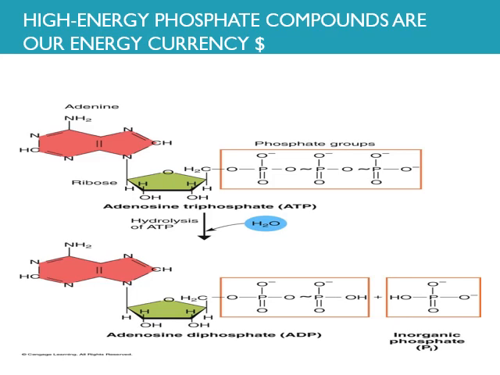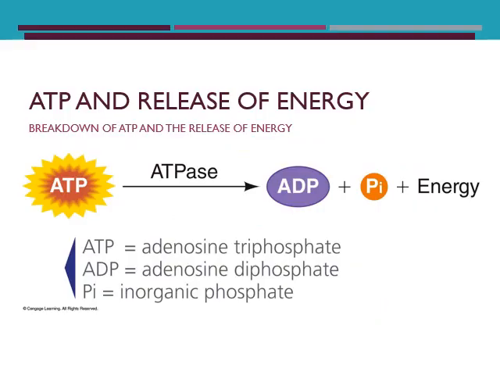Adenosine diphosphate, also known as ADP, is a chemical compound that is formed by the breakdown of ATP to release energy, achieved by the hydrolysis of ATP, in which H2O is added to adenosine triphosphate to break some of its bonds. The breakdown of ATP into ADP does require an enzyme called ATPase. In addition to ADP, an inorganic phosphate is produced from the breakdown of ATP, and energy is released from the bonds broken in ATP.